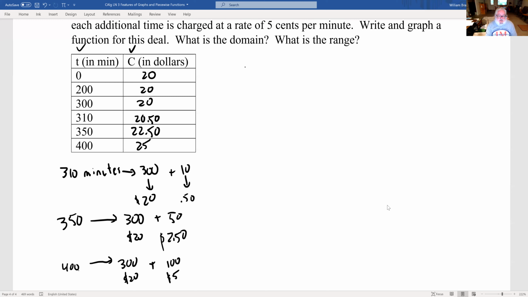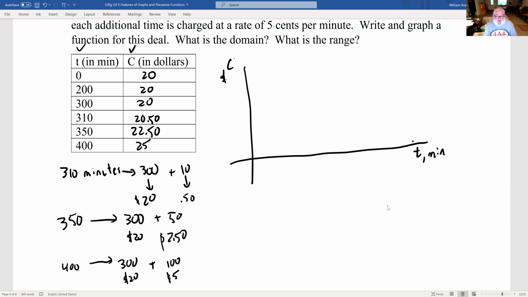Great, so we can sketch out our graph. This is time in minutes. This is cost in dollars. We usually want to label them with our variables and whatever their units happen to be. And 300 is where our formulas change. Up to 300, it's $20. After 300, it's $20 plus whatever overage you've got.